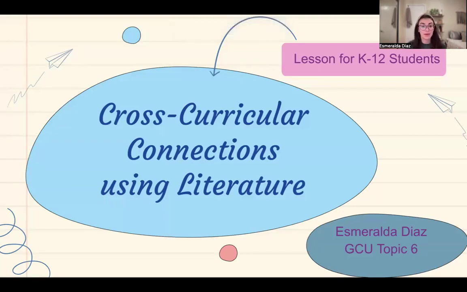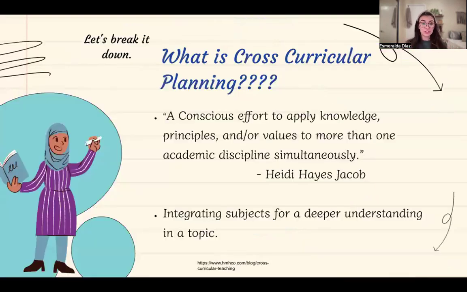So, what I'm going to be talking about is cross-curricular connections while using literature. So, first off, what is cross-curricular planning? According to Heidi Hayes Jacobs, she describes it as a conscious effort to apply knowledge, principles, and our values to more than one academic discipline simultaneously. So, what this means is basically integrating subjects for a deeper understanding of a topic.